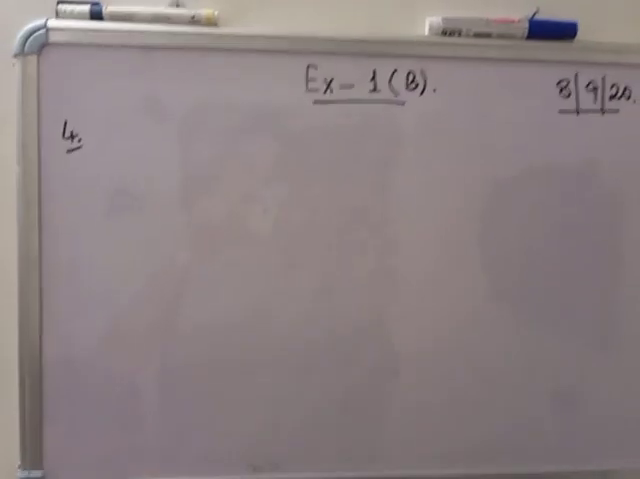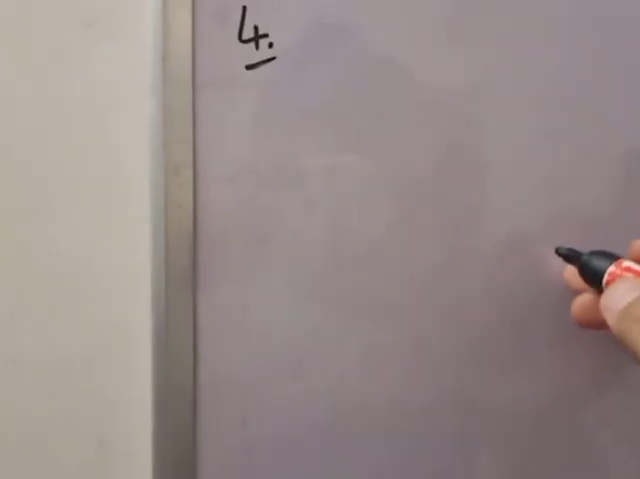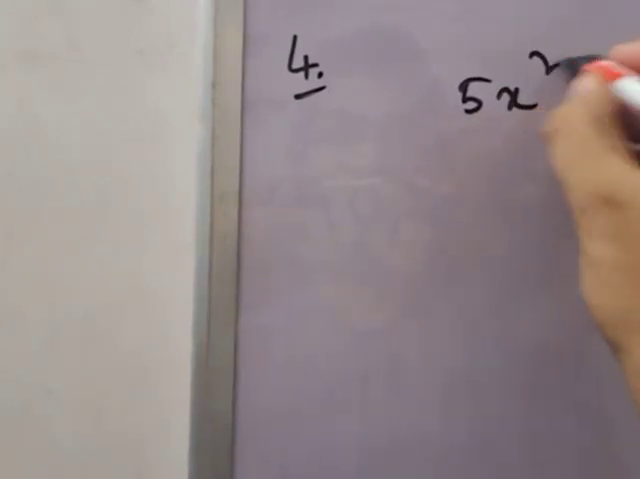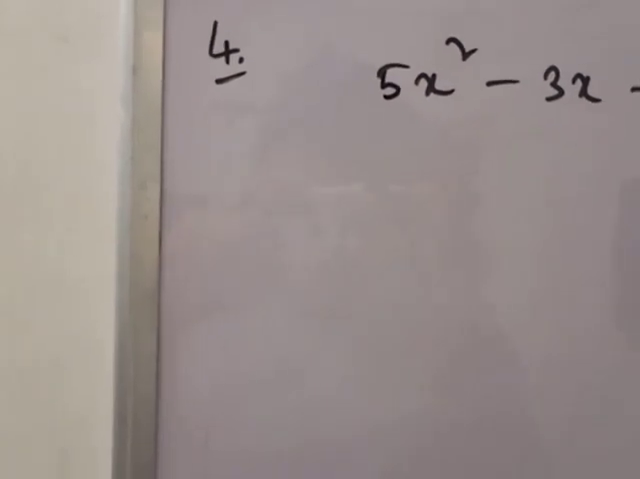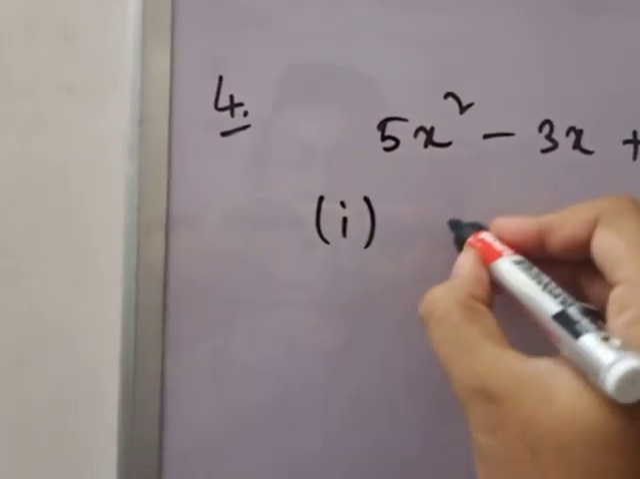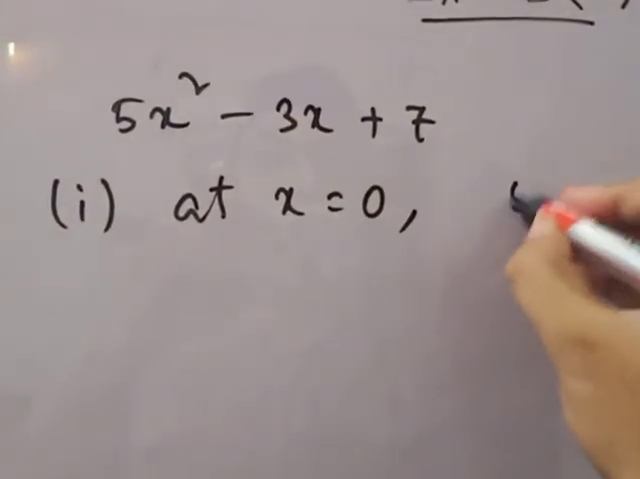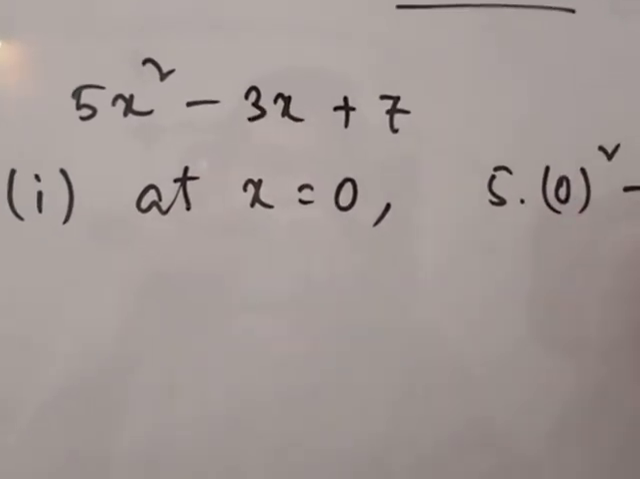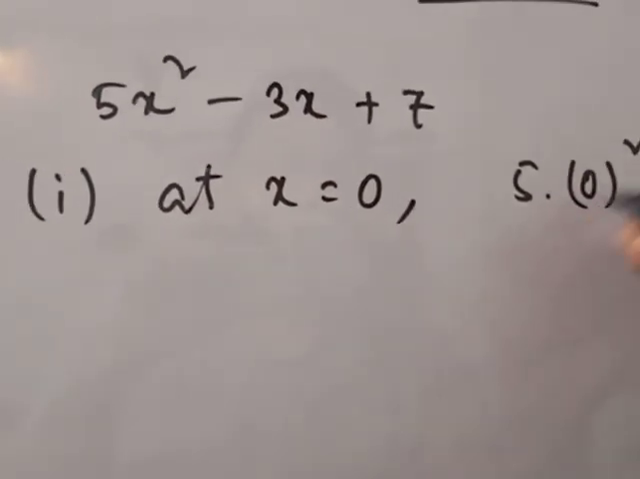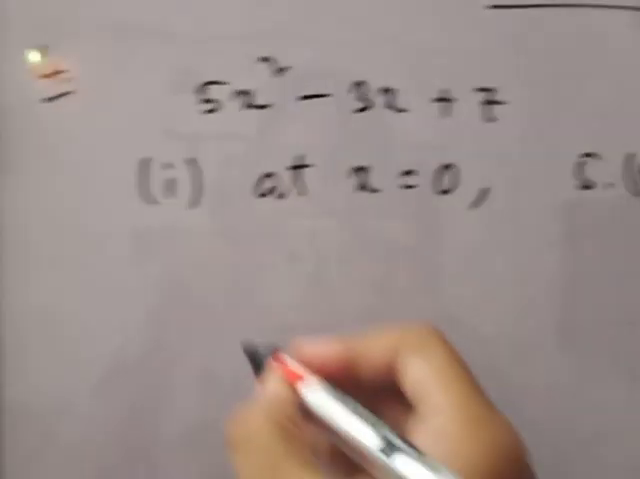Now in number 4, one expression is given. You have to put different values. See that the expression is 5x square minus 3x plus 7. Number 1, x equals 0. So at x equals 0, 5 into 0 square minus 3 into 0 plus 7. So 0 square means 0. So this is also 0. So this is 7. So equals 7.